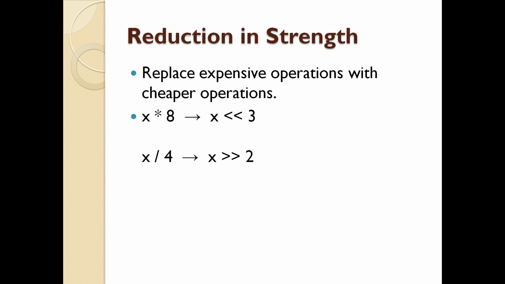Reduction in strength means replacing a costly operation with a less costly one. For example, multiplication by 8 can be replaced by a left shift of 3 positions. Similarly, division by 4 can be replaced by a right shift of 2 positions. Shift operations are generally faster than multiplication and division.